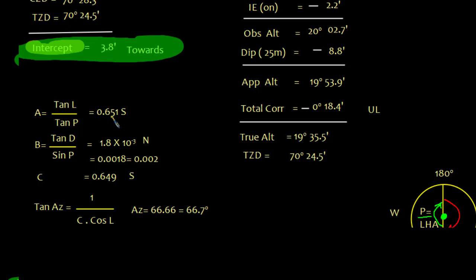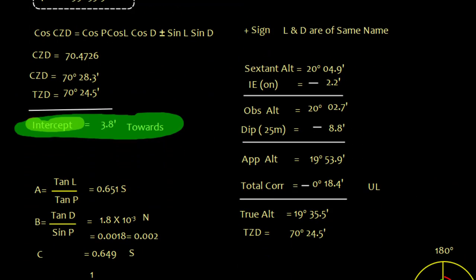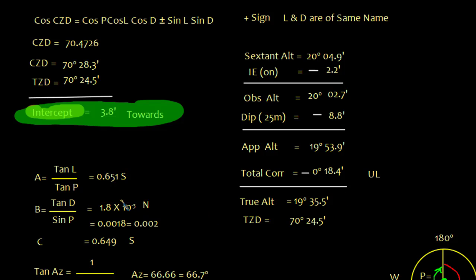This is 0.651, and it is south because the latitude is north. So A is named opposite to latitude, that is south, except our angle is between 90 and 270. Now the value of B is tan declination upon sin P, which we get 1.8 into 10 raised to the power minus 3, and same name as declination. Well, 10 raised to the power minus 3, we can write 0.0018. This 0.0018 we can write 0.002.